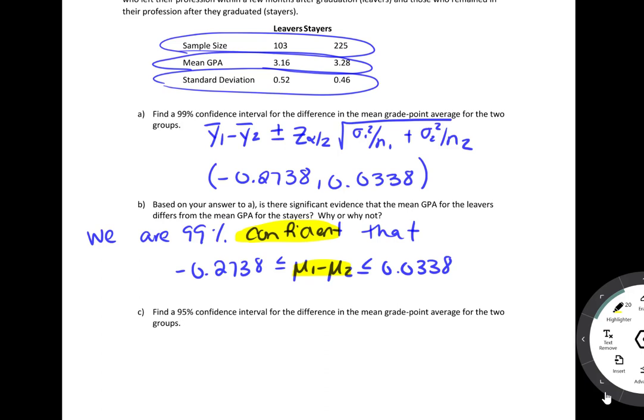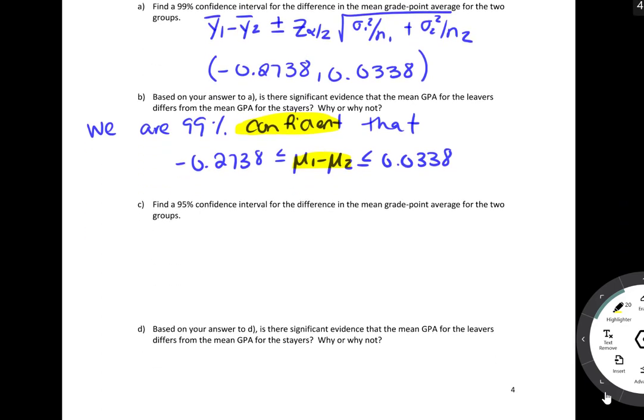But notice this means it's plausible that mu1 minus mu2 is equal to 0. Therefore, we cannot conclude that there is significant evidence that the mean GPA for the leavers differs from the mean GPA for the stayers when alpha is equal to 0.01. So this is alluding to that relationship between confidence intervals and hypothesis tests. We haven't formally talked about hypothesis tests yet, but do know that there is a relationship between the two.